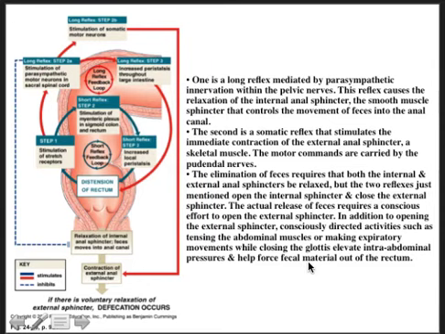In addition to opening the external sphincter, consciously directed activities such as tensing the abdominal muscles or making expiratory movements while closing the glottis elevate the intra-abdominal pressure and help force the material out of the rectum. This is called the Valsalva maneuver, and it's used in the expulsion of feces. It's also used during pregnancy. Okay?